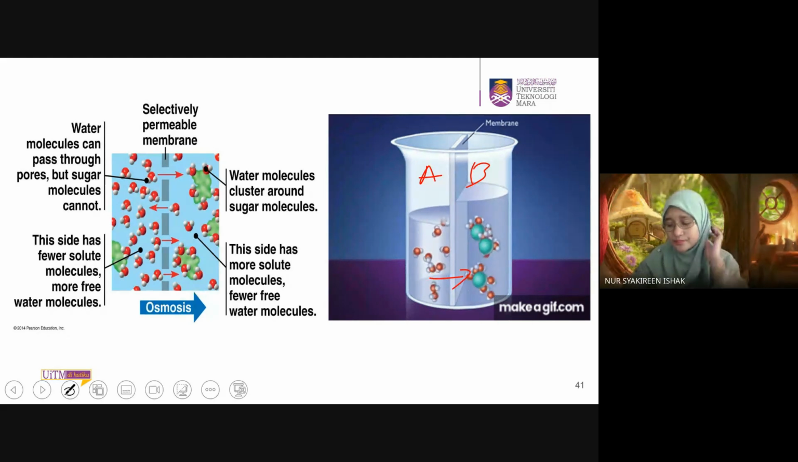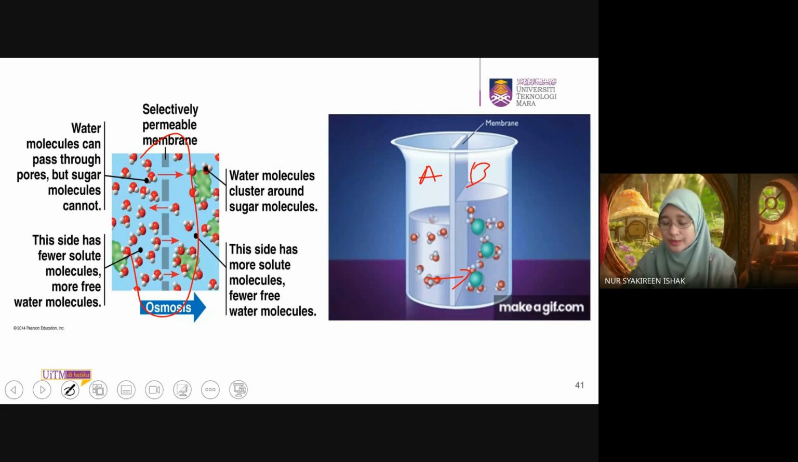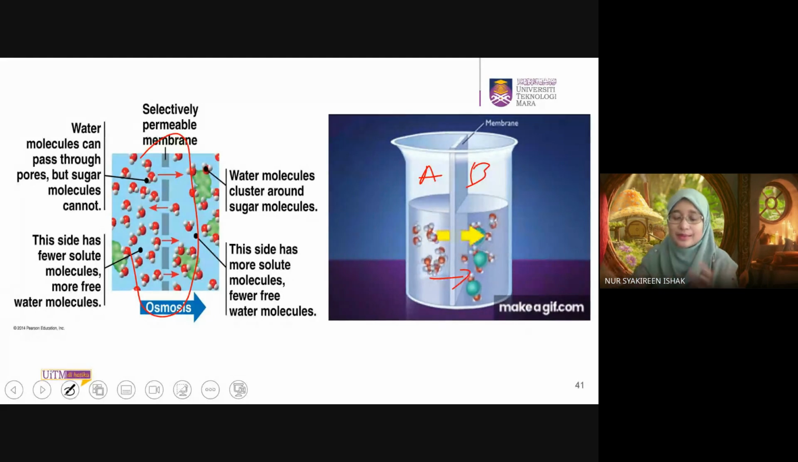Okay, all right. Any questions? That is osmosis. So although equilibrium is reached, there is still movement of water, but at the same rate.